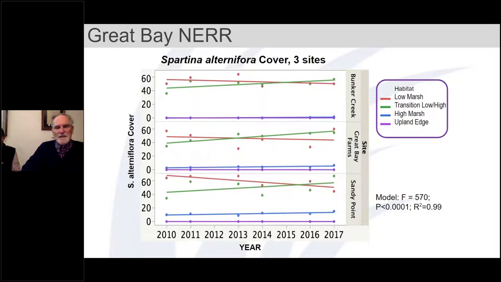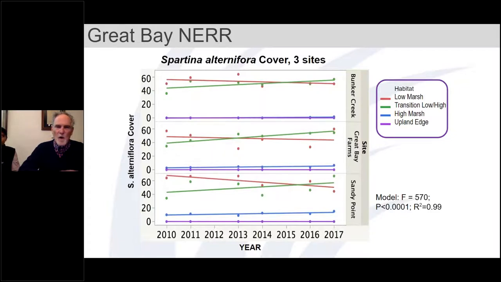What I want to point out here is that in every marsh, in every case, there was more Spartina alterniflora, or cordgrass, in the low marsh when we started in 2010. And then by 2017, there was more Spartina alterniflora cover in the transition marsh than in the low marsh. So the low marsh is being drowned out and the cordgrass is moving into the transition zone and the high marsh. You can see the model is really accurate in terms of unascribed error. The unascribed error is very small, at only 1%.